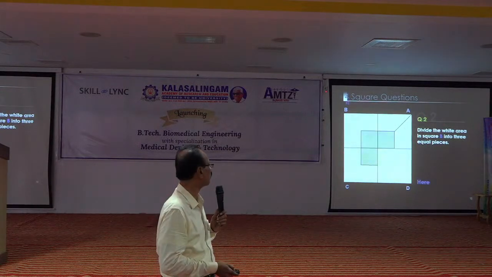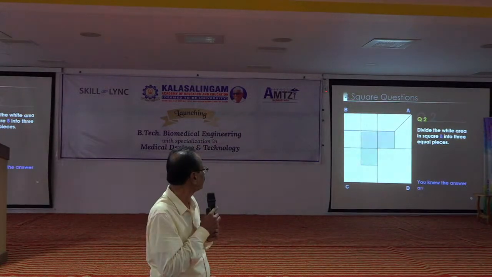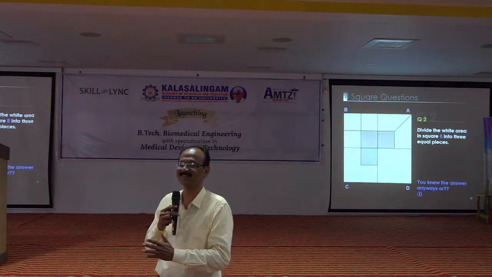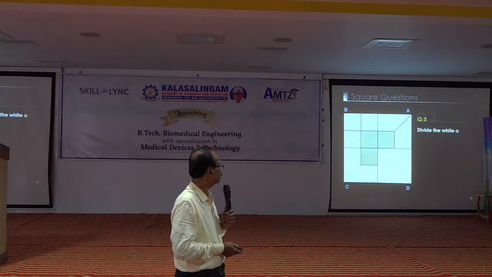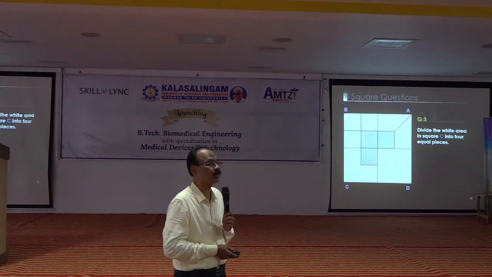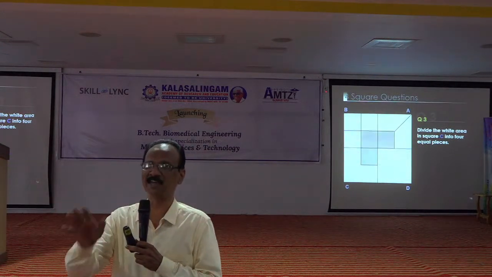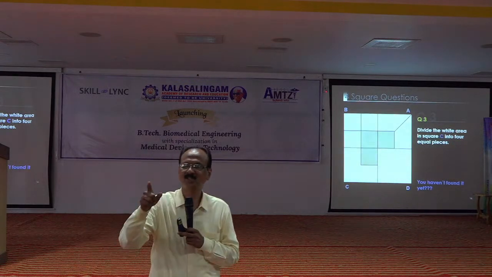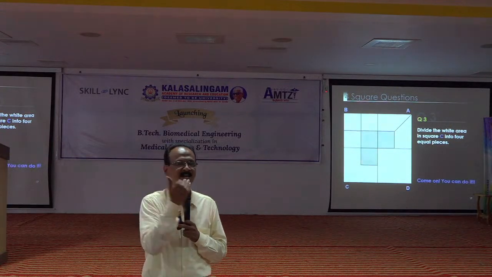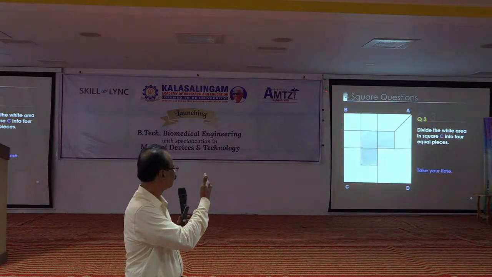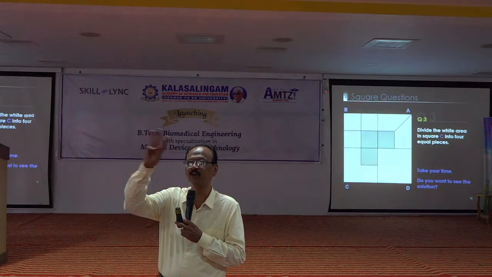Then the second question: divide the white area in square B into three equal pieces. You see here, it's already divided into three equal pieces, right? Then the third question is, divide the white area in square C into four equal pieces. Try. You try yourself, I'll give time. The first question is two equal parts, the second is three equal parts, and the third is four equal parts. Try.